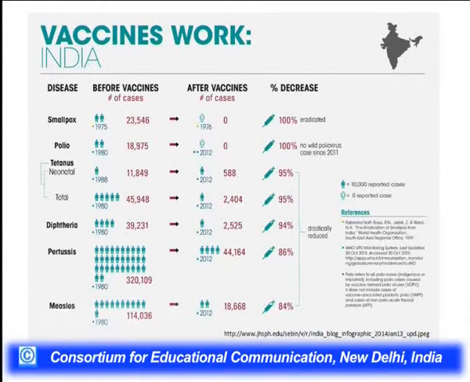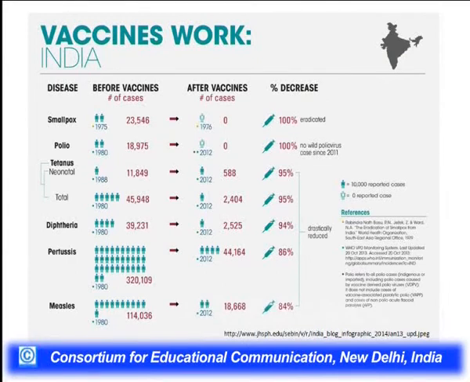Now, we see the case of diphtheria, in which in the 1980s there were about 39,000 cases reported, but by the end of 2012 there were 2,525 cases. So it was drastically reduced by 94%. Then comes pertussis, where 320,000 cases were reported in the 1980s. In the year 2012, only 44,164 cases were reported, a drastic reduction of 86%. Then comes measles, where there were about 114,000 cases reported in 1980 before the vaccines came into the picture. After the vaccine program, it was reduced to about 18,668. So we can see how effective these vaccines are in the Indian scenario.